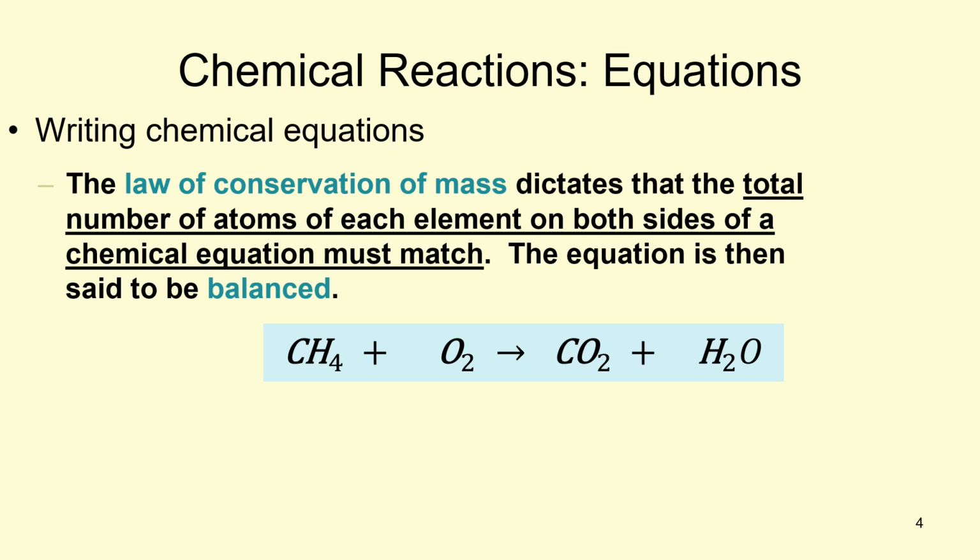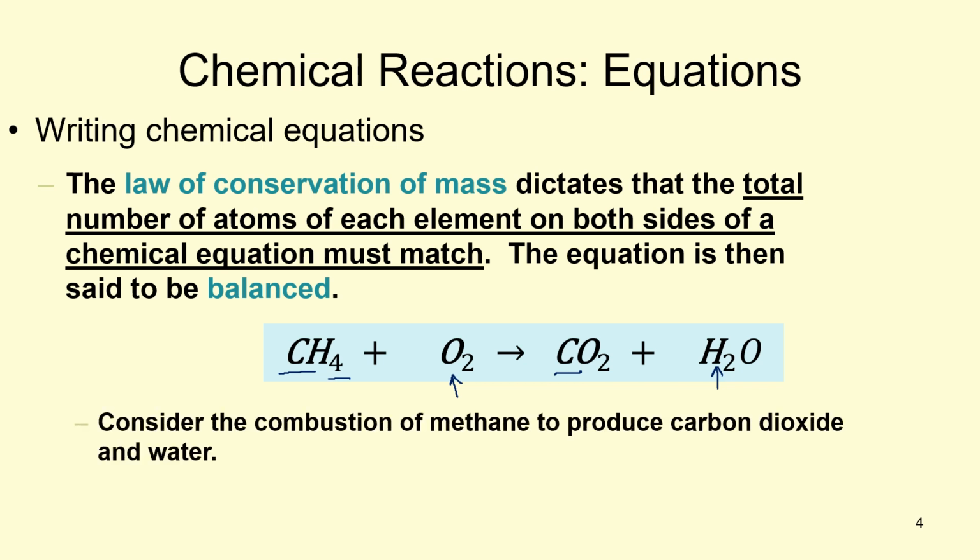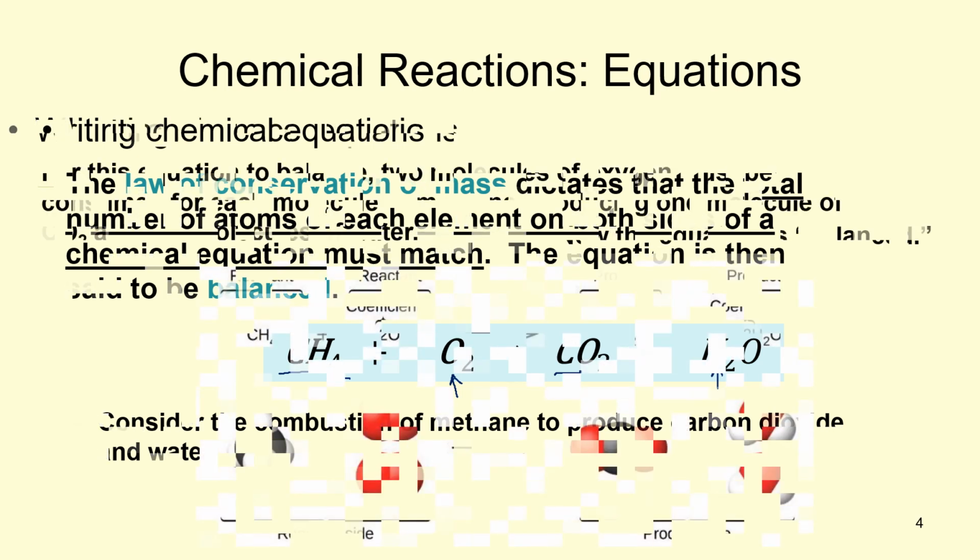So if you look at this equation right here, you will see that we have one carbon on this side, 1 carbon on this side, 4 hydrogen on this side, but we only have 2 on this side. And then we have 2 oxygen on the left and 2 plus 1 more on the right. So this does not follow the law of conservation of mass, and so this is not the true reaction. We have to balance it. And this is the combustion of methane to produce carbon dioxide and water. So let's look at what we need to do to balance.